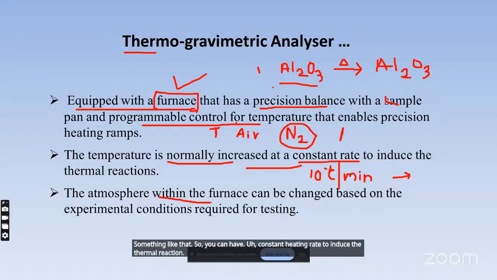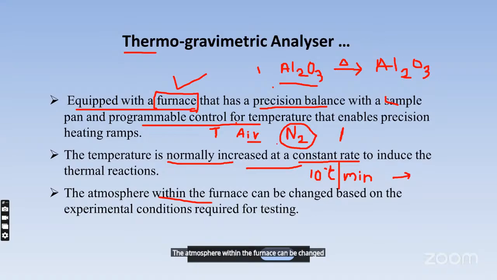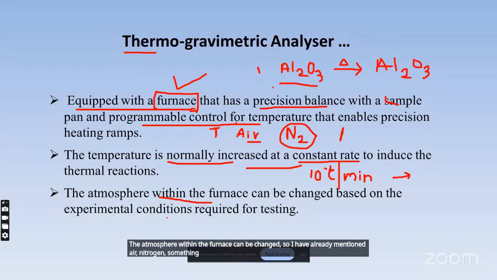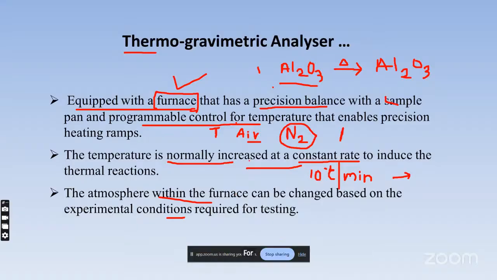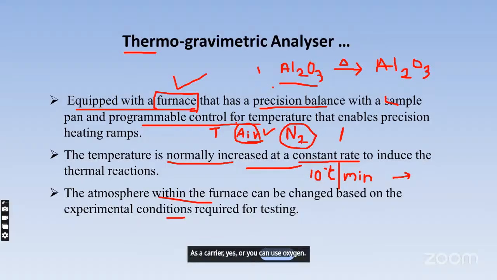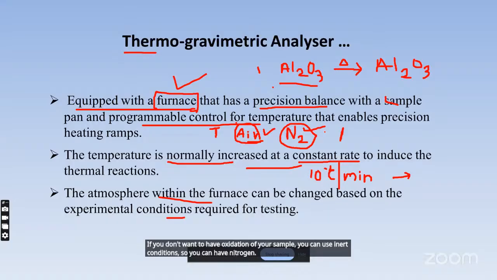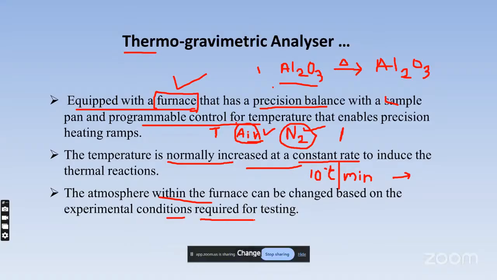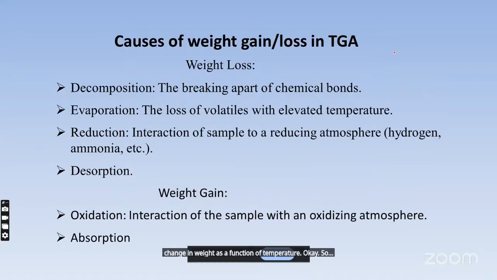The atmosphere within the furnace can be changed. I have already mentioned air and nitrogen. Depending on the condition, for example, if you want to study the oxidation of metals or alloys, you can use air as a carrier gas, or you can use oxygen. If you don't want oxidation of your sample, you can use inert conditions. You can flush nitrogen inside this furnace and monitor the change in weight as a function of temperature. So you should now know what thermogravimetric analysis is like.